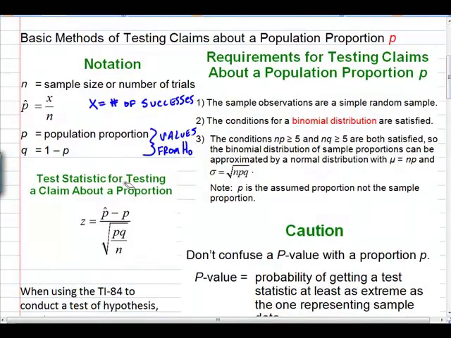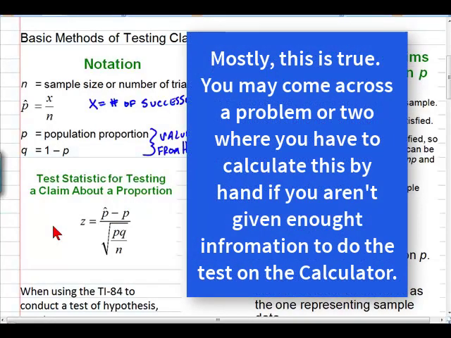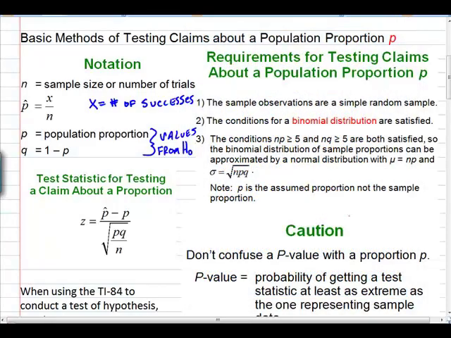This is our test statistic that we're going to use, but remember, we don't worry too much about that because we're going to actually use the graphing calculator to conduct the tests for us. This is the caution that I was warning you about. The p-value is different from the population proportion. This is the percent of successes. This is actually a probability. It's a probability of getting a type 1 error.